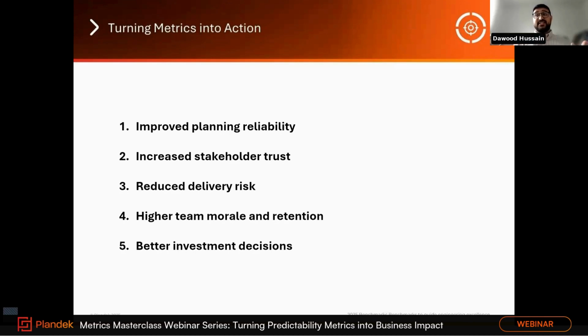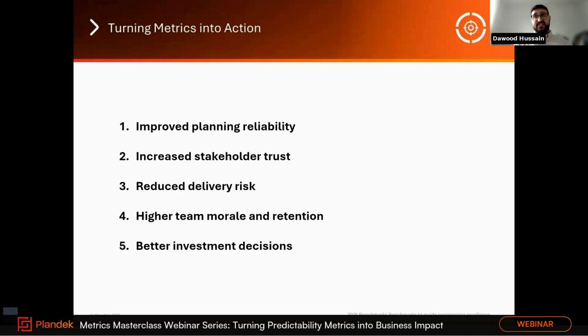And then higher team morale and retention. This is one I think people skip a lot. Teams that consistently meet goals feel more motivated and less stressed. So predictability supports the pace at which teams work, but also it helps prevent burnout. There's less context switching, there's more focus on the things that they actually need to deliver, and they're more comfortable in their own skin, delivering what they know they need to.